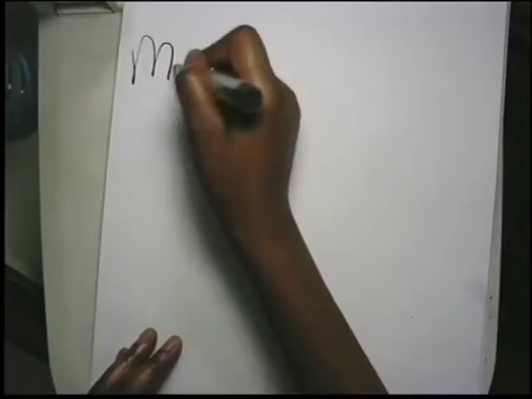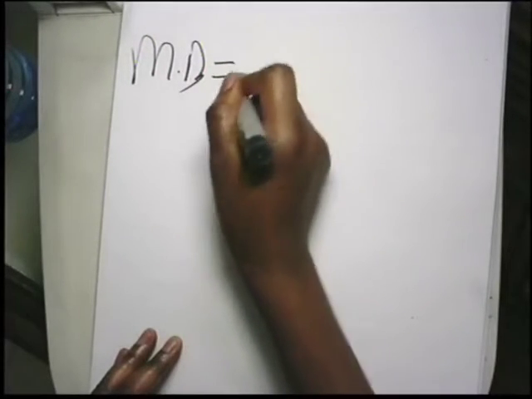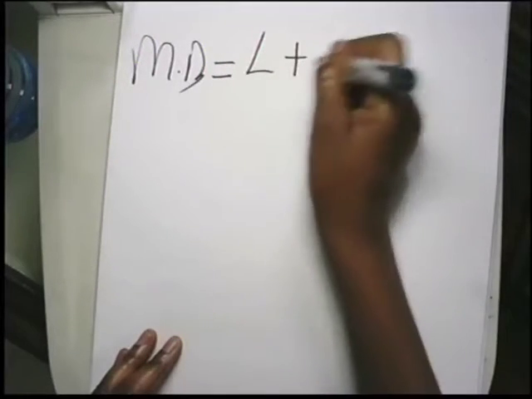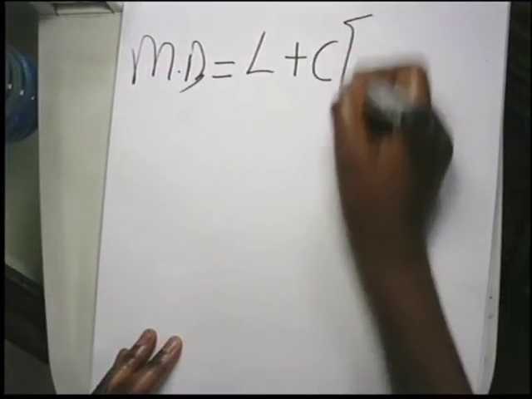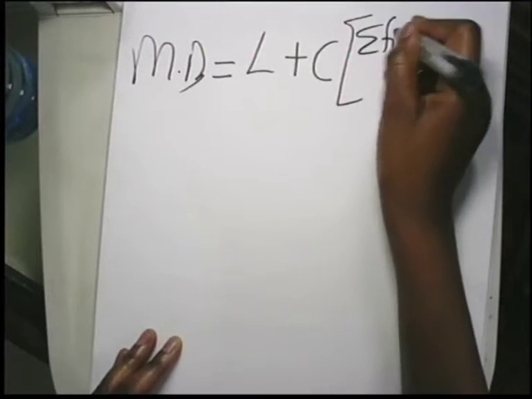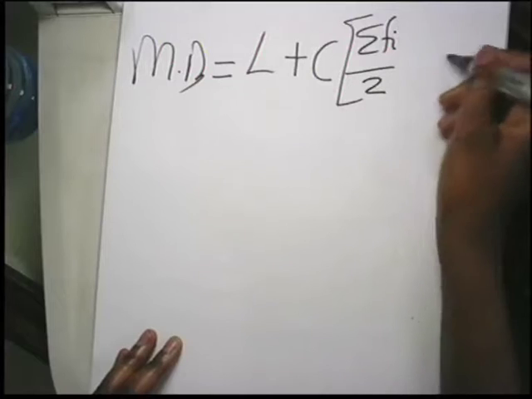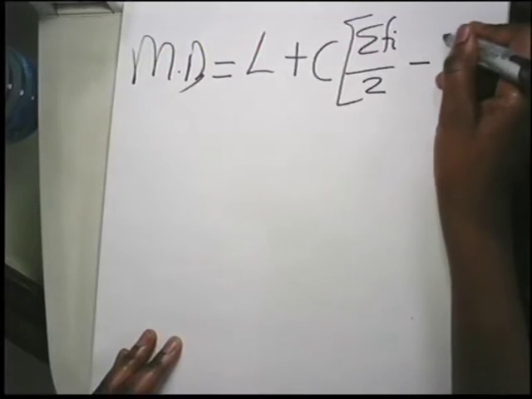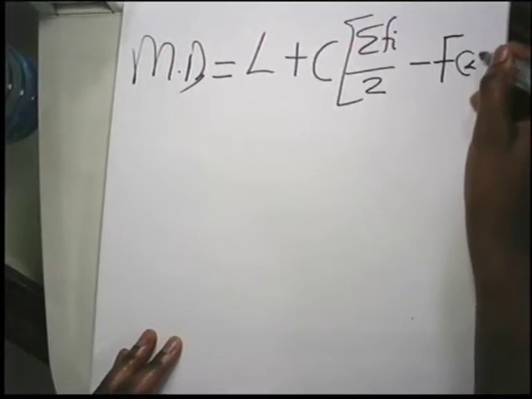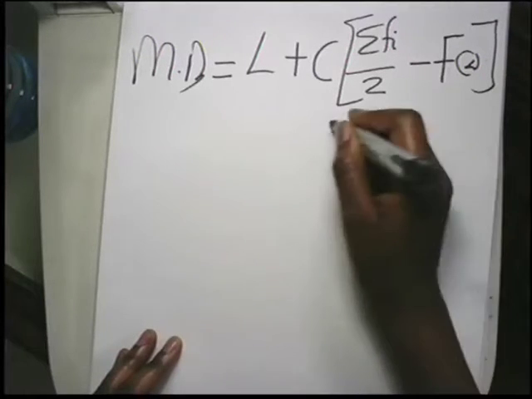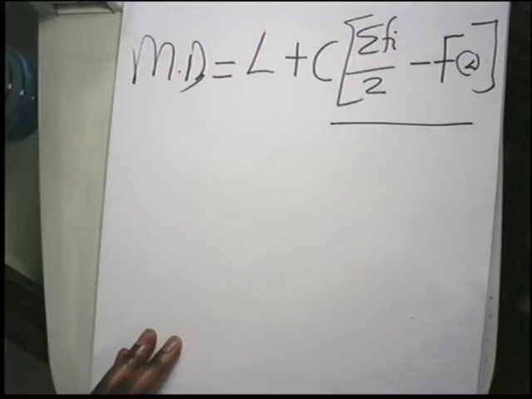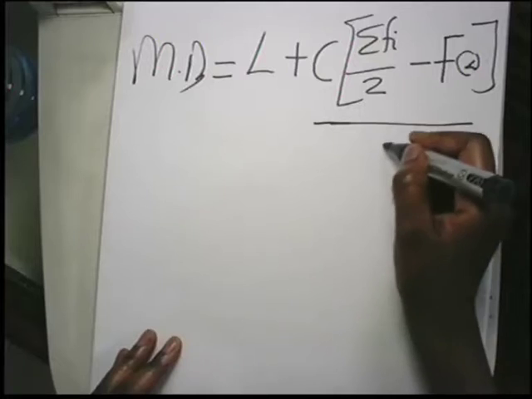Okay, how do we find the median? To find the median, we use the formula L plus C, open bracket, the sum of the frequency divided by 2, minus the cumulative frequency of the class above the median class, close bracket, everything divided by the frequency.